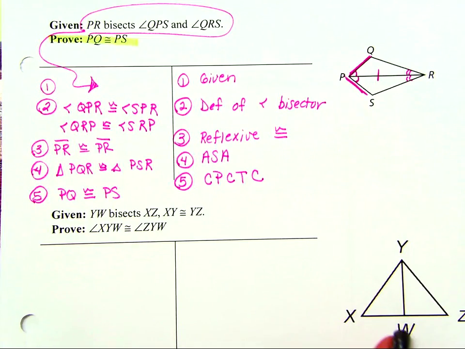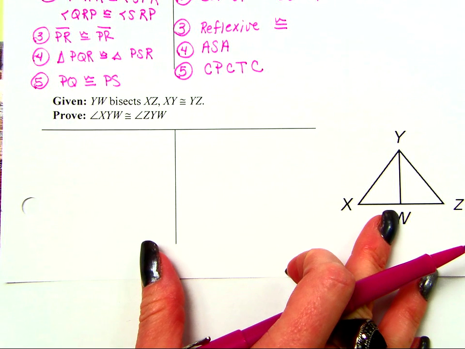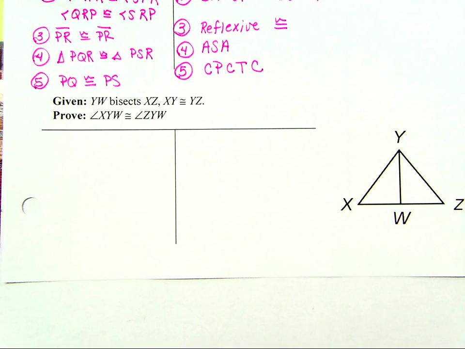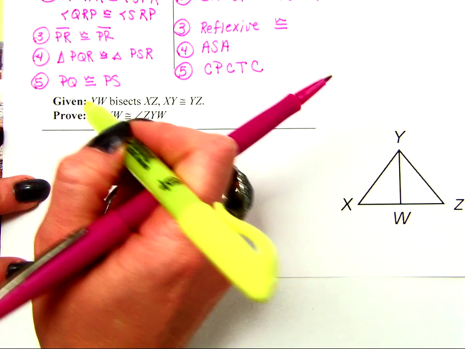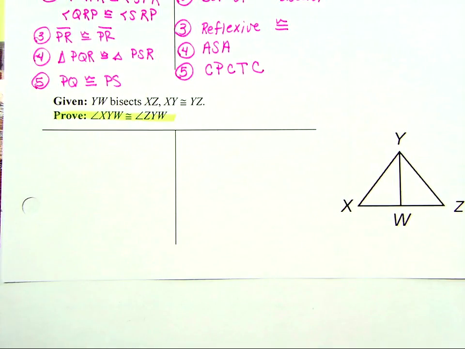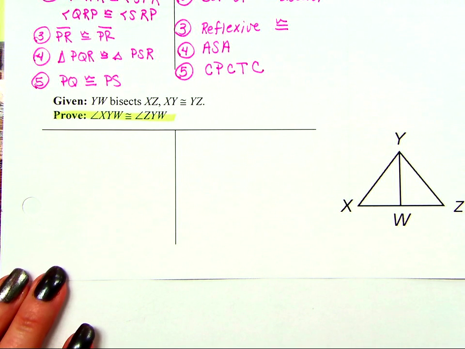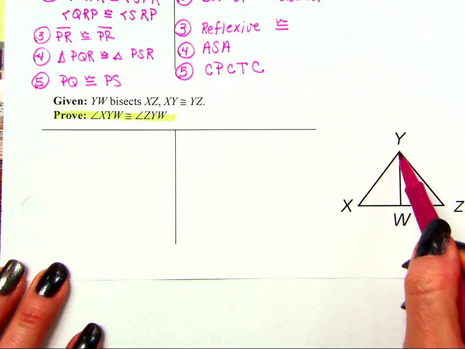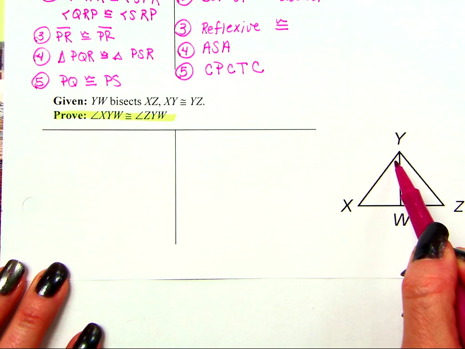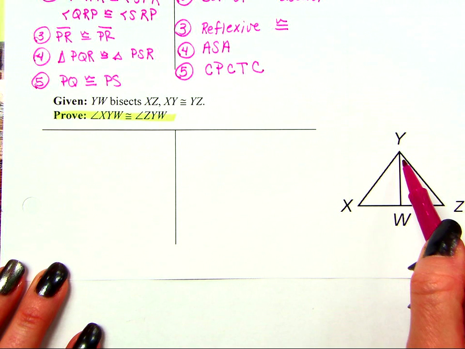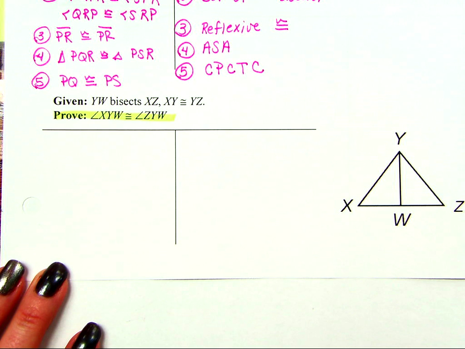Let's take a look at another one. The proof at the bottom, this time I see I'm trying to prove congruent angles. I'm trying to prove that my angle XYW is congruent to angle ZYW. Let's go ahead and find those. Angle XYW would be up here, and ZYW would also be the other angle up at the top. I'm trying to prove that those two angles are congruent.